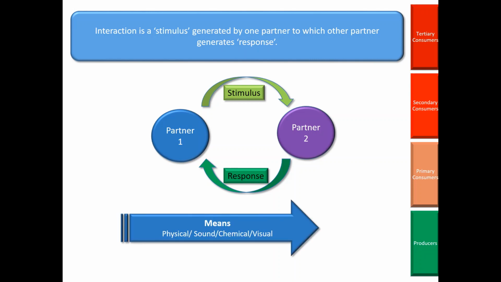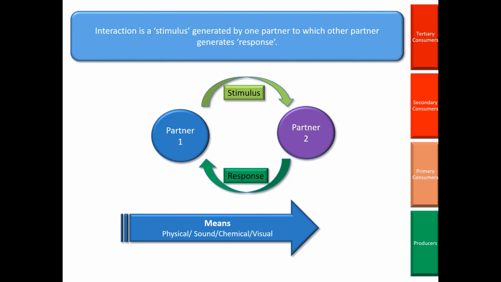How can the interaction occur? There are different means: physical means, sound means, chemical means, and visual means. In physical means, something like touching the other partner, pushing or hitting can happen. In case of sound, it can be intraspecific where a male calls for a female or vice versa, or it can be interspecific, like when a predator is seen, a langur or a monkey gives an alarm call which alarms the other herbivores.